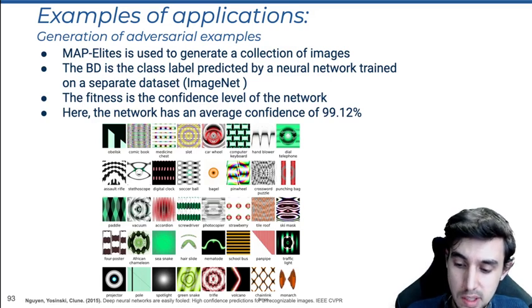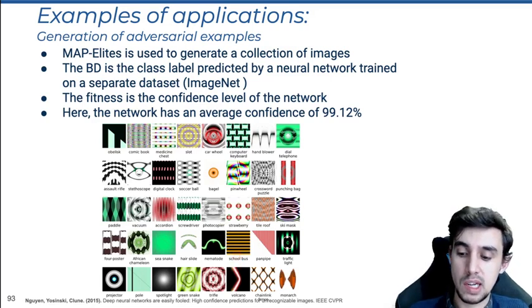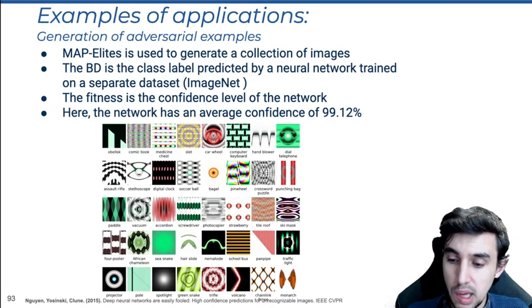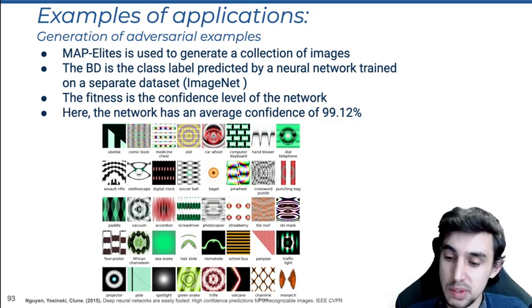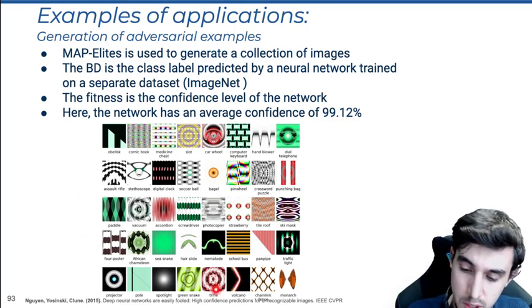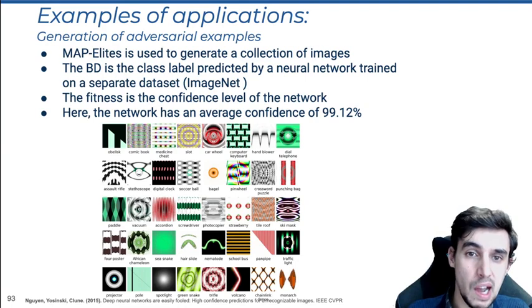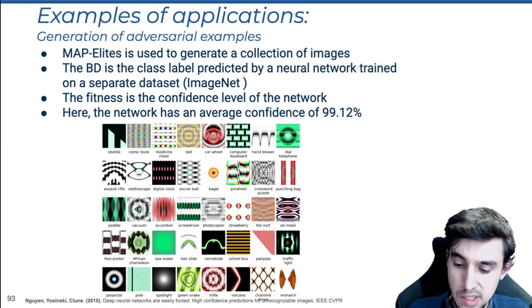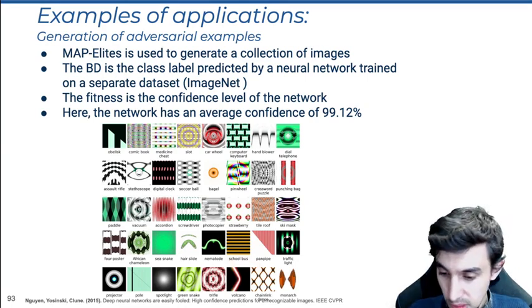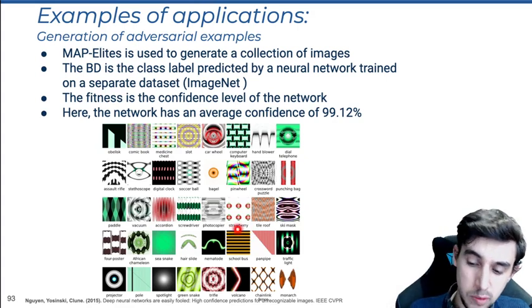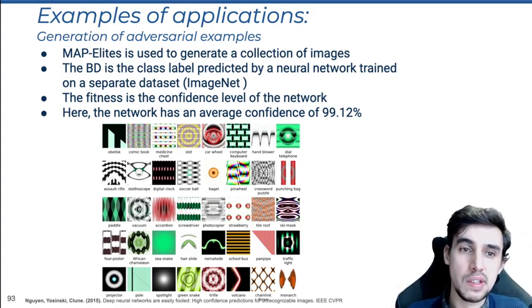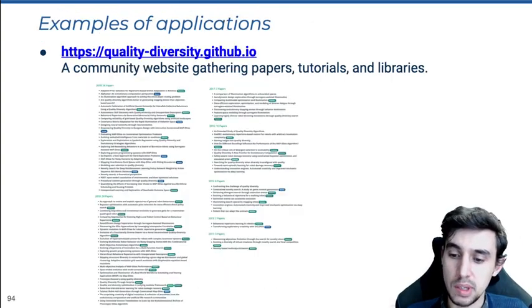And so you can see that for some generated images, even if the total average confidence of all these solutions here is higher than 99%, most of these solutions are very far from being actual school buses or strawberries and so on. Even so, we can understand why: we can see that actually this algorithm managed to find the right features to be present in the images in order to fool the network.